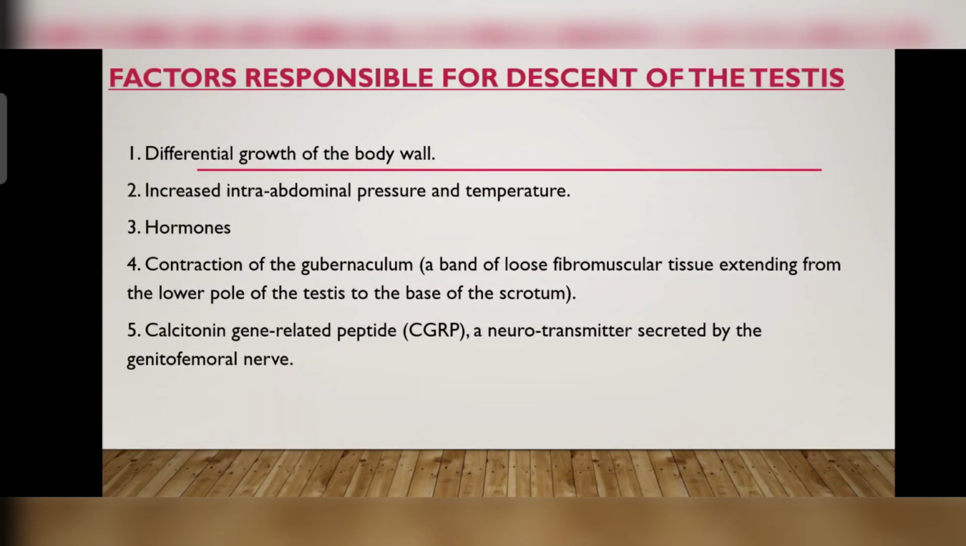So now, in the last, we have factors responsible for descent of the testis. The first factor is differential growth of the body wall, second increased intra-abdominal pressure and temperature, third hormones, fourth contraction of the gubernaculum, fifth calcitonin gene related peptide which is CGRP, a neurotransmitter secreted by the genitofemoral nerve.